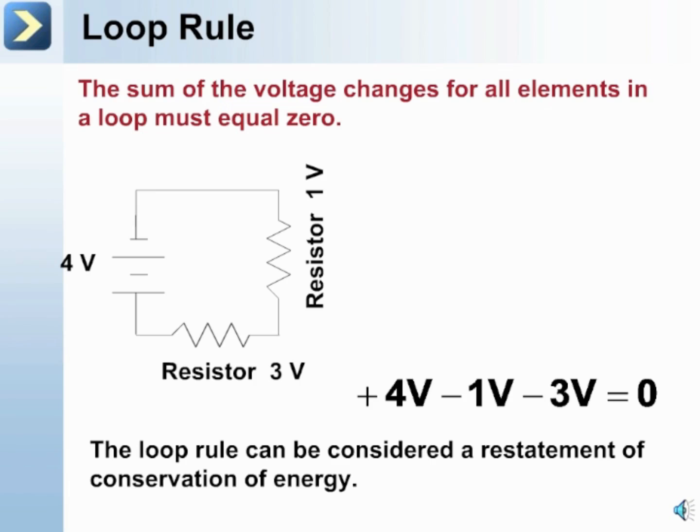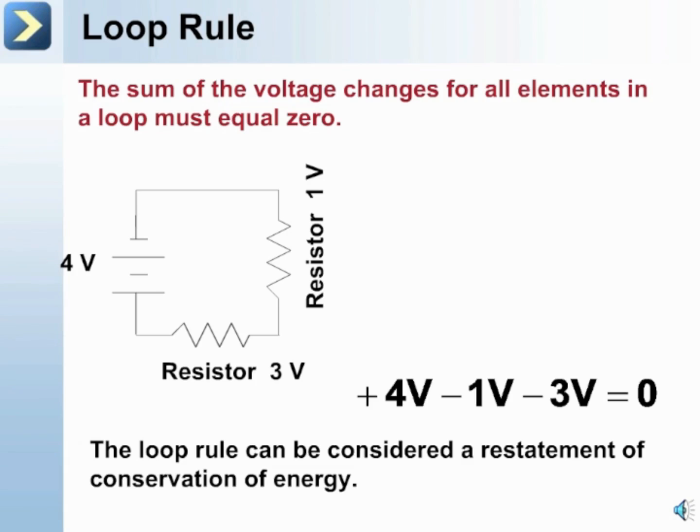We have a 4-volt battery, and we have 2 resistors here. Well, what you do is you add them up in order. All right, so let's say we have the 4 volts, that's positive, but then there's a voltage drop of 1 and another voltage drop of 3, and so 4 minus 1 minus 3 is 0. And then the cycle repeats itself.